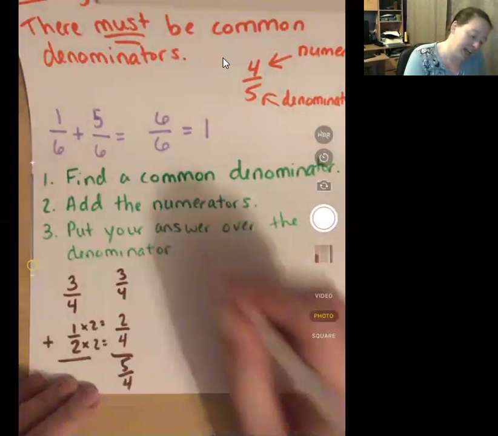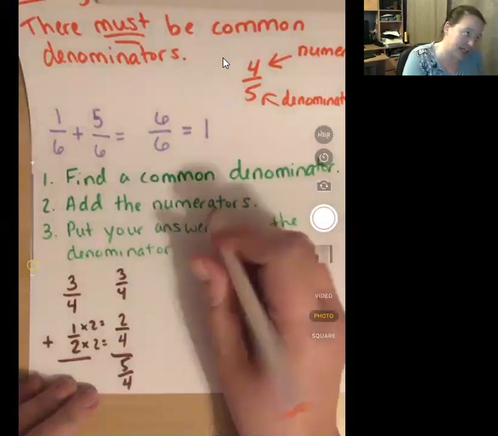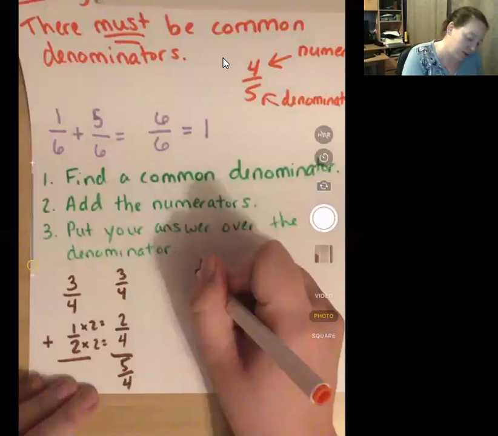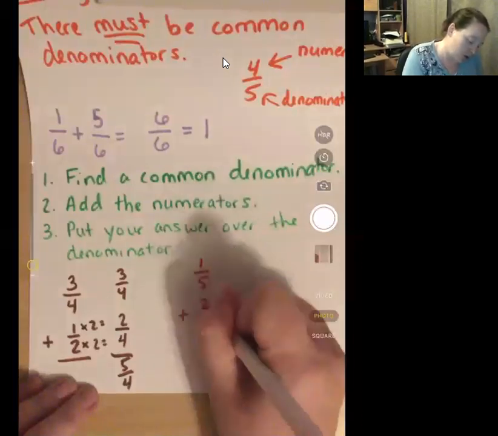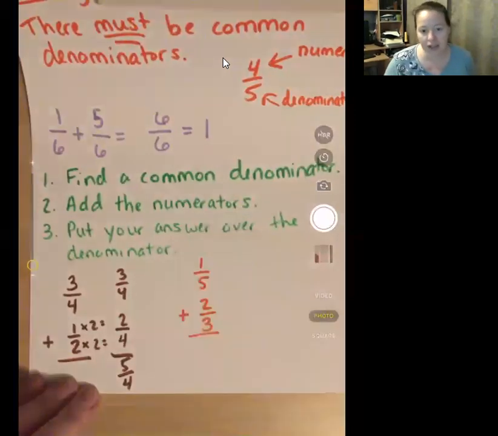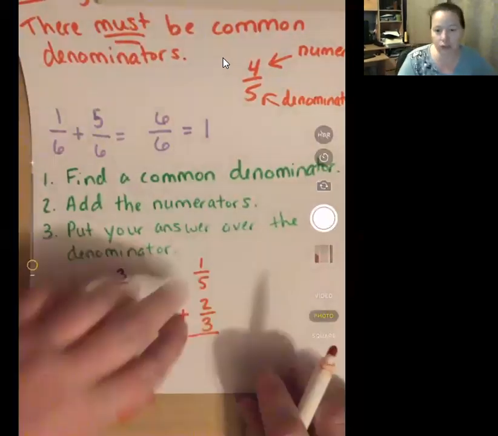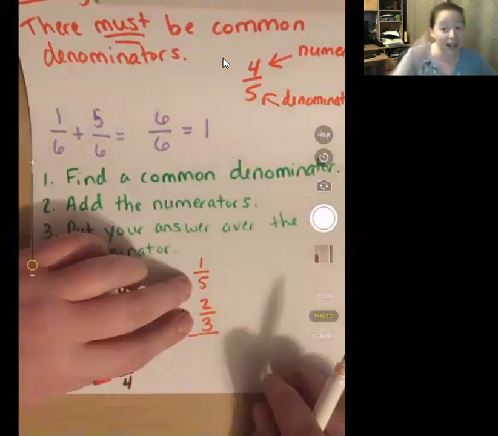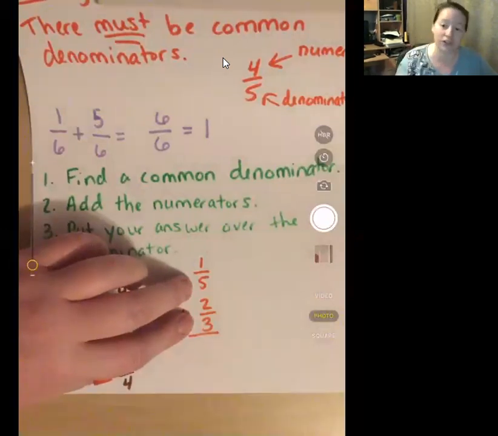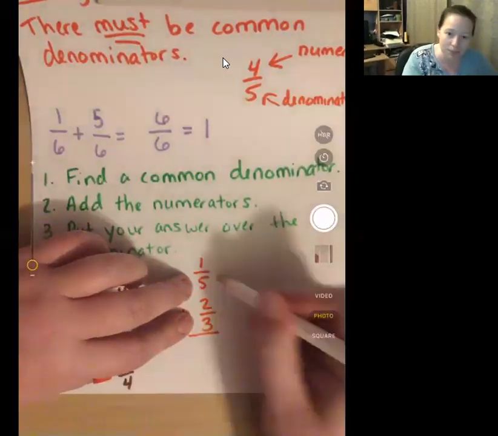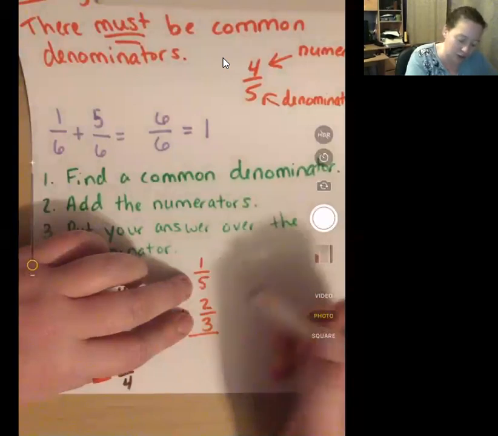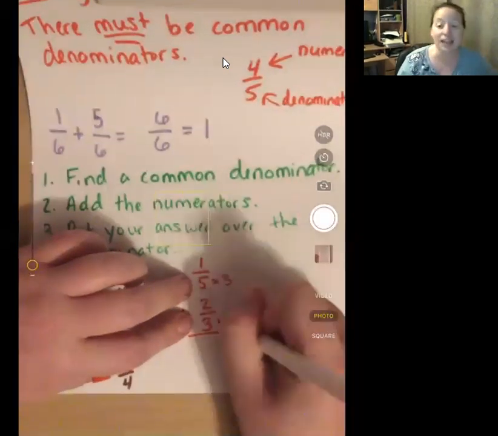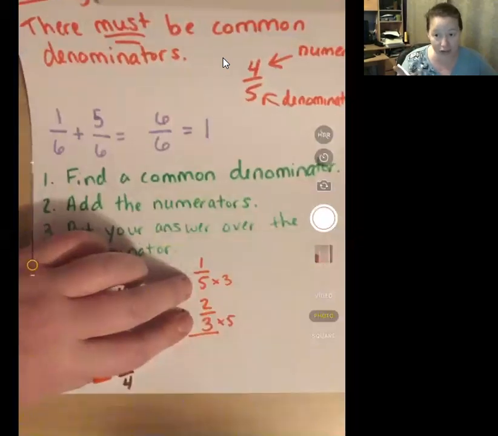Next one, if I have something like 1/5 plus 2/3. A 5 and a 3, those denominators are not the same. Not only that, but they have absolutely nothing in common with each other. So there's a trick that you can use for when your denominators have no business being next to each other. You multiply them by each other. So 5 times 3 and 3 times 5. And that will always give you a common denominator. Always.